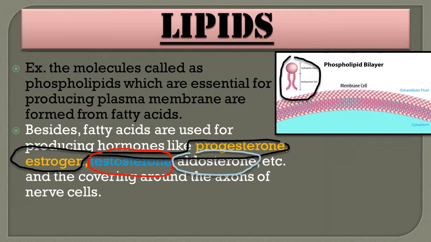Adrenal glands are located over the kidneys, and the aldosterone hormone regulates and maintains the salt and water balance in our body. So these are the different hormones related to our body. We get 9 kilocalories of energy per gram of lipid. That means in 1 gram of lipid we get 9 kilocalories, which is greater than protein and carbohydrate. This will provide more energy to our body.